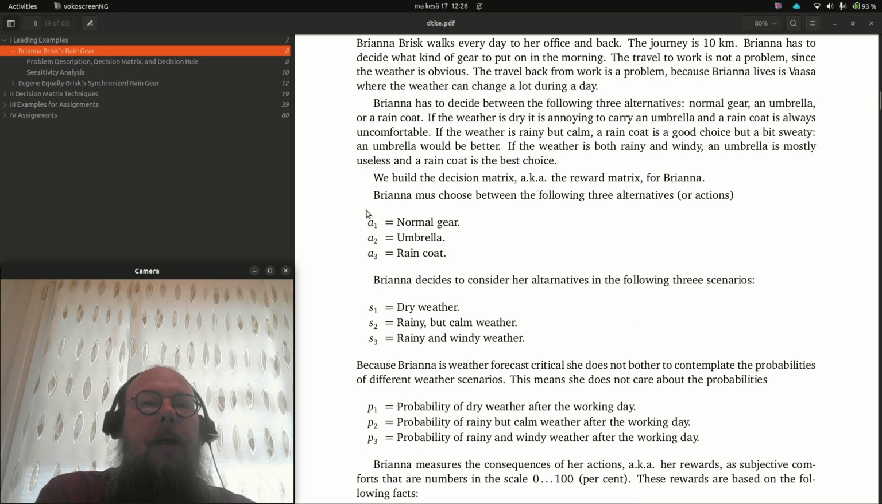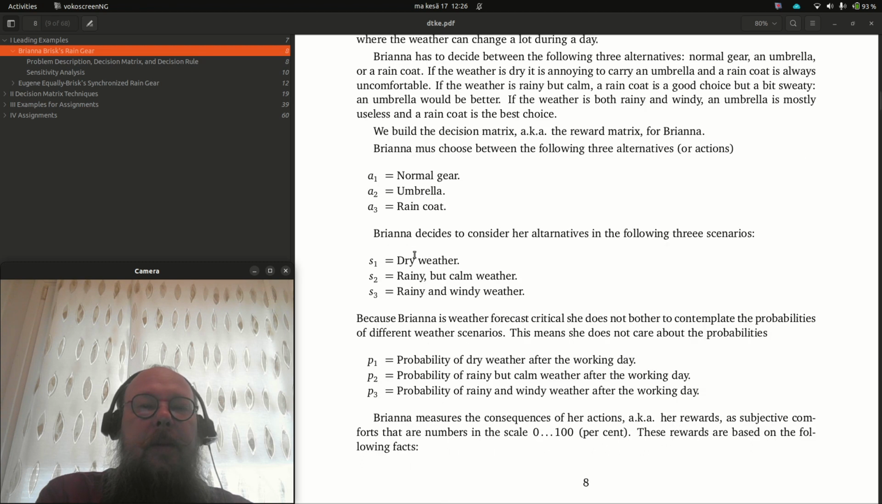So these are the actions or alternatives from which we choose, and then we have scenarios that are related to this, what happens with these actions or alternatives. Then in this business, usually these scenarios have probabilities, so these are denoted by P1, P2, and P3, and they would also be important or relevant in this decision making.